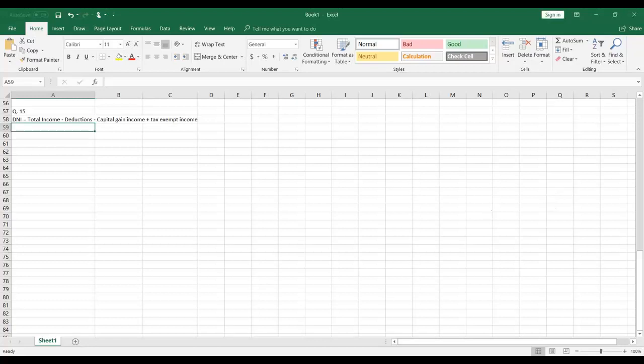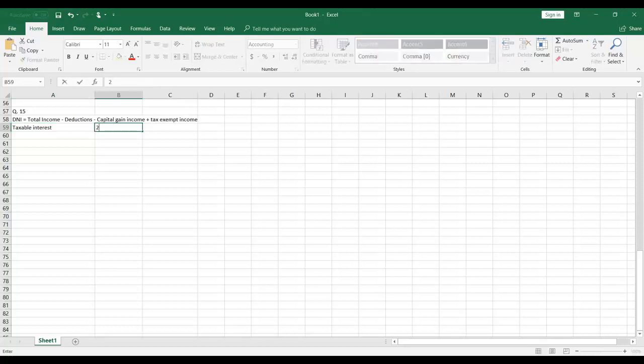Okay, let's look at this, right? We have taxable interest. This is $20,000, right? Now, to that, should I add the long-term capital gain? I don't need to, right? Because that's part of the corpus. It's not distributable. But can I subtract my administrative expenses? Yes, I can, because it's not available for distribution. So I can say the DNI is basically $15,000.